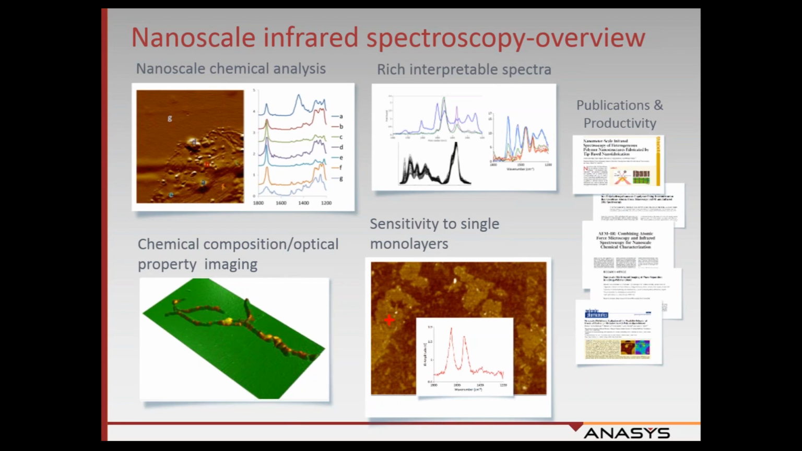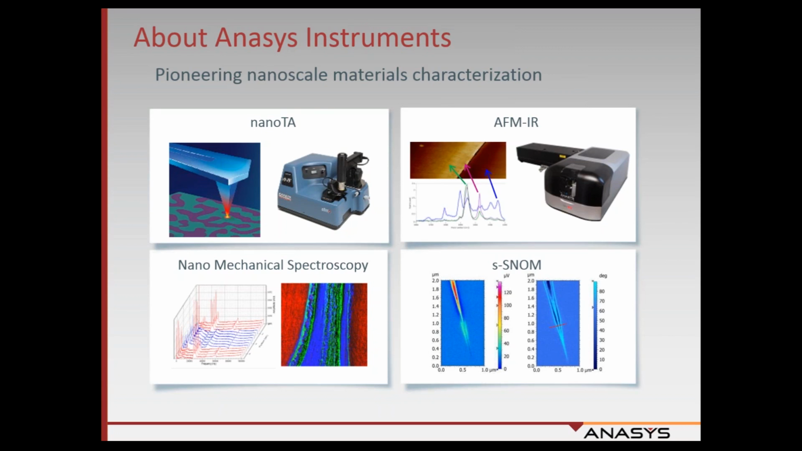And then in addition to the point spectra that you can measure, you also have the capability to map out across the surface of the sample and do chemical composition imaging, or in the case of scattering SNOM, optical property imaging across the surface of your sample, and has sensitivity down to single monolayers. And all of this capability is demonstrated by the large and growing number of publications that have been put out by our customers. So we are excited to see this ever-increasing list of publications.